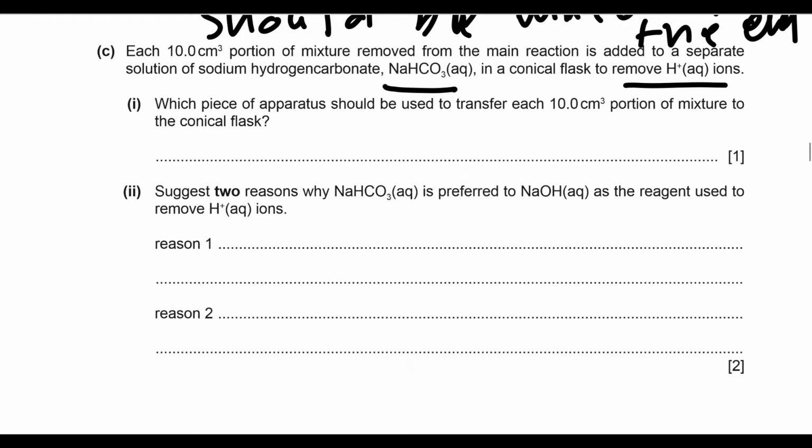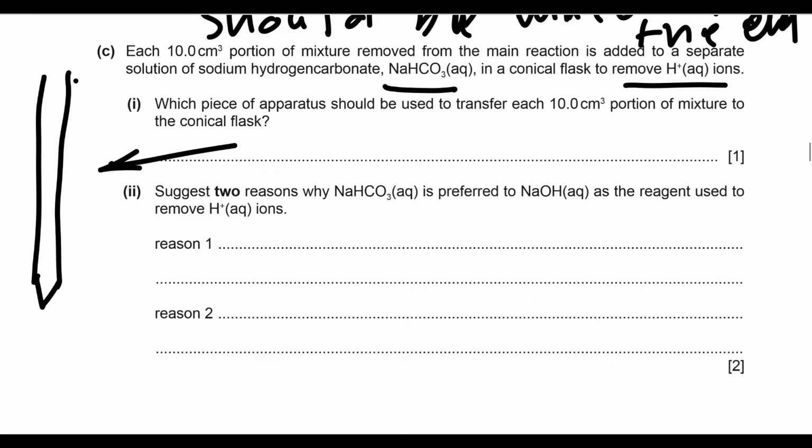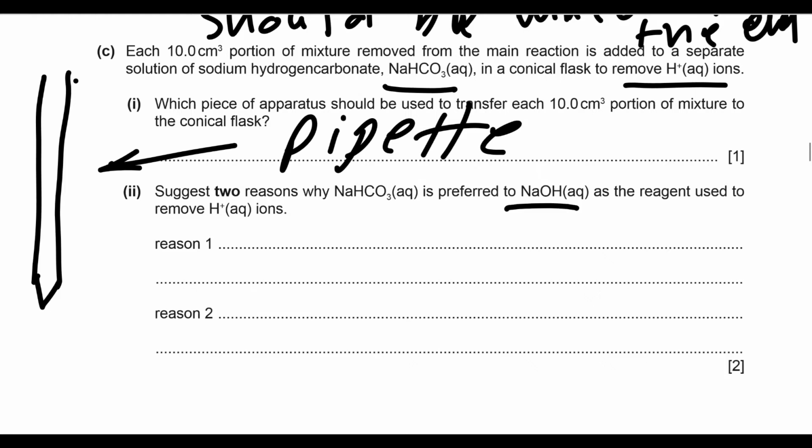We need apparatus which takes an exact volume and is accurate. We have called it a pipette. It's a very accurate apparatus to transfer liquids. Suggest reasons why sodium hydrogen carbonate is preferred, not sodium hydroxide.